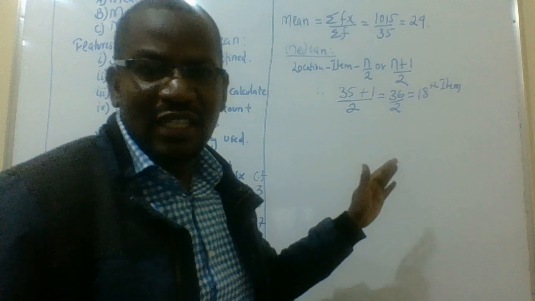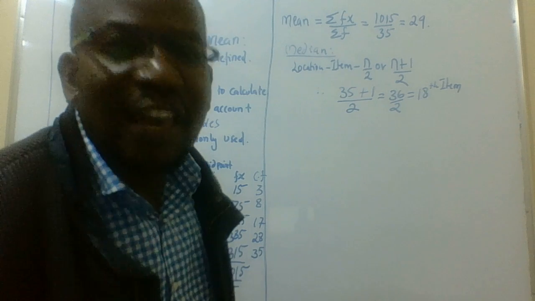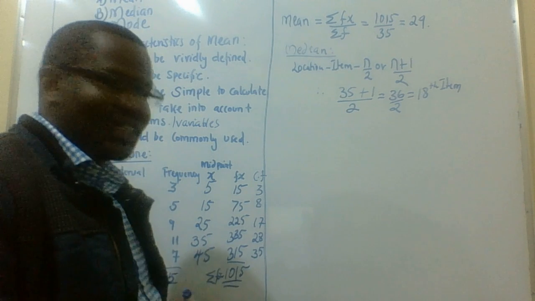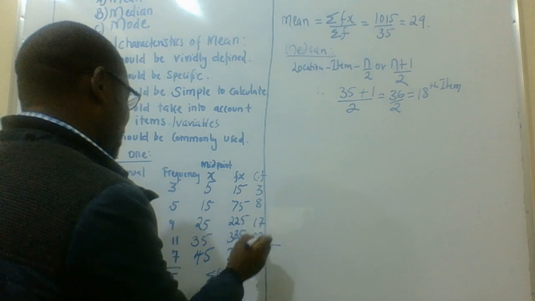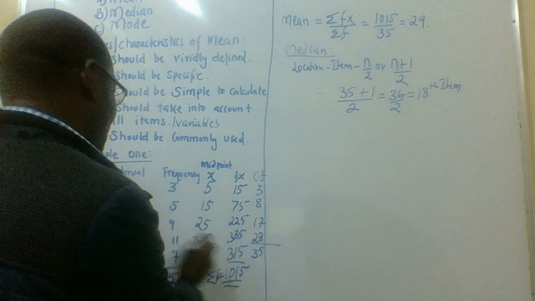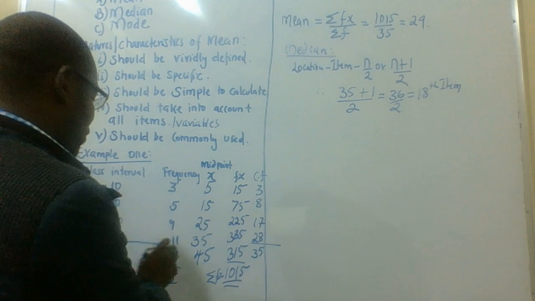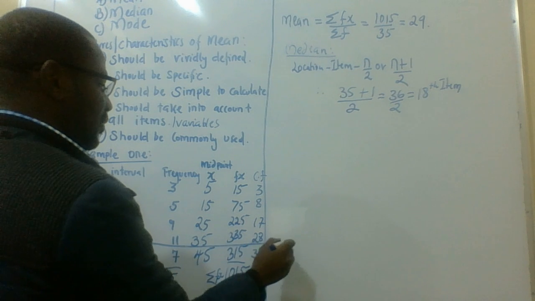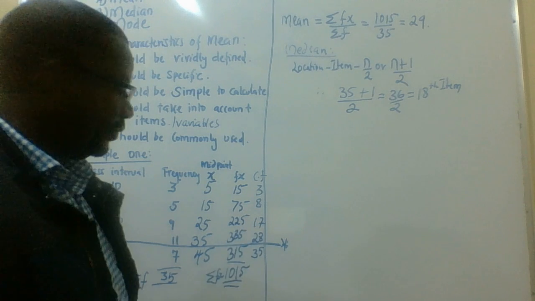So for this 18th item, what we do is go to the CF and look where 18 is contained. It is here, not here. Therefore, the 18th item is here. It is contained here in 28.